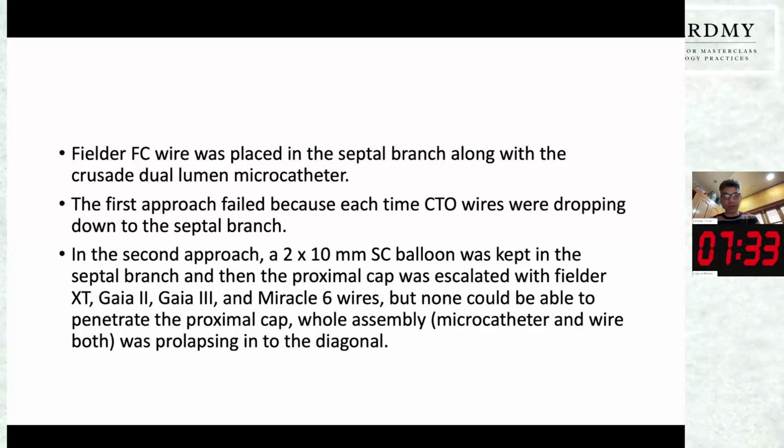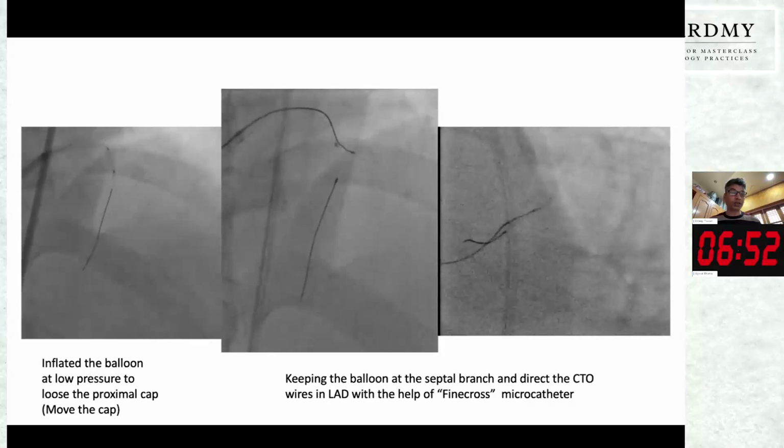In that approach, we put a balloon at the ostium of the septal branch, and then escalated the wire directly to the CTO segment, again with the help of the Fine Cross microcatheter. But even after using Fielder XT, Gaia Second, Gaia Third, and Miracle 6, none worked in that scenario. Each assembly of microcatheter and guide wire prolapsed into the diagonal branch. So after some time, I switched to another approach, that was dissection and re-entry.